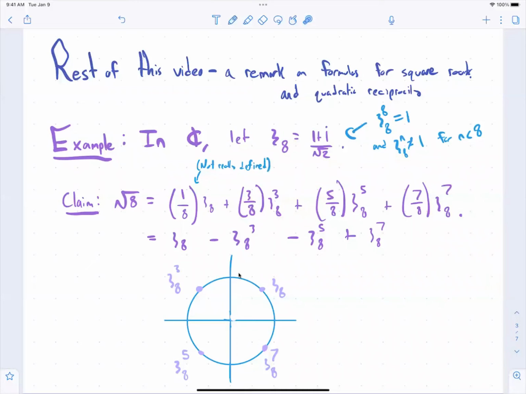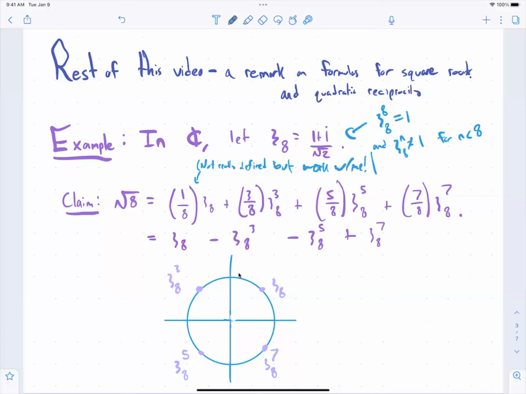Good. So I take the Legendre symbol of 1 over 8 times zeta 8, plus the Legendre symbol of 3 over 8 times zeta 8 cubed, plus the Legendre symbol of 5 over 8 times zeta 8 to the 5th, plus the Legendre symbol of 7 over 8 times zeta 8 to the 7th. Well, 1 is a square, 3 is not a square, 5 is not a square, and 7 is a square. So that's just zeta 8 minus zeta 8 cubed minus zeta 8 to the fifth plus zeta 8 to the 7th.